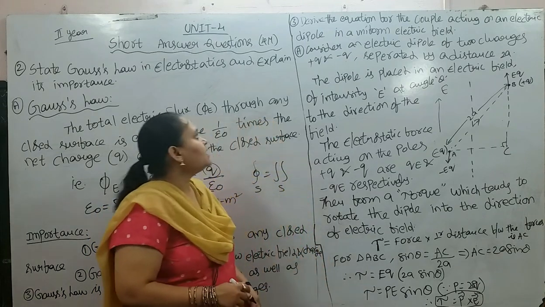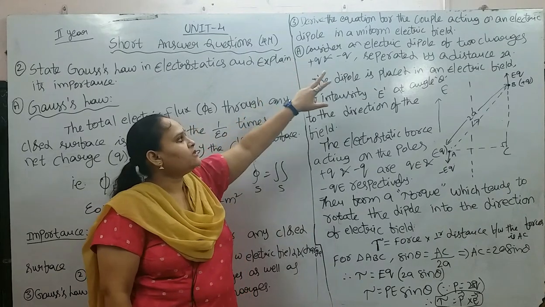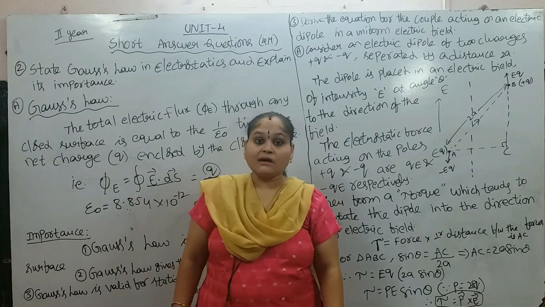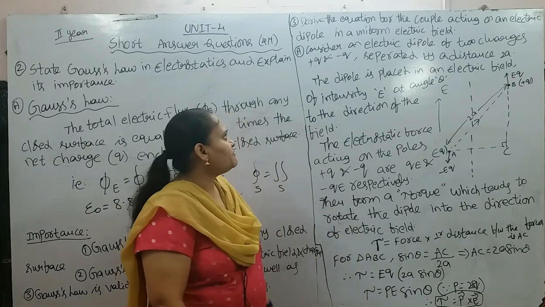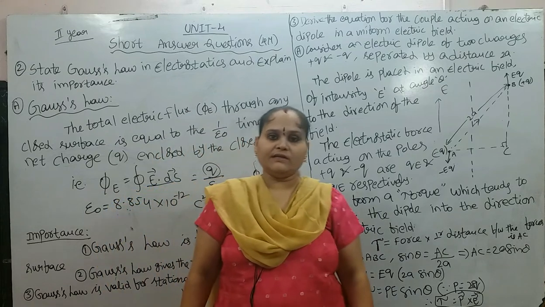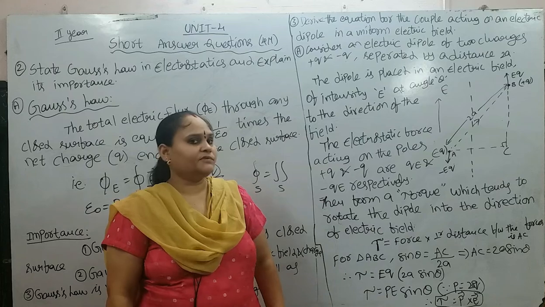And the next one is: derive the equation for the couple acting on an electric dipole in a uniform electric field. That means if we place a dipole into an electric field, we can observe a torque acting on the dipole. So we can find the expression for the torque.